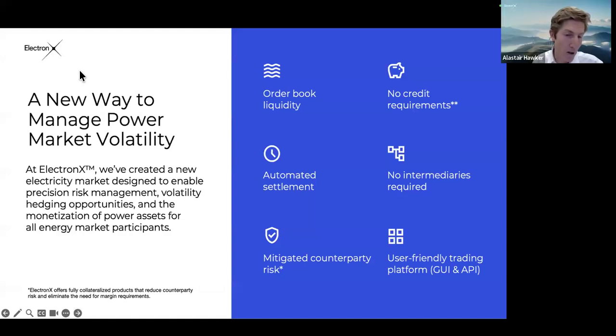Electron-X is a new way to manage power market volatility. We are here to address the hourly shape risk that is now prevalent, providing a granular product that is accessible to all. We operate individual hourly markets on central limit order books. Pricing is transparent and all trades are anonymous, but in public. No bilateral negotiation, no block trades.